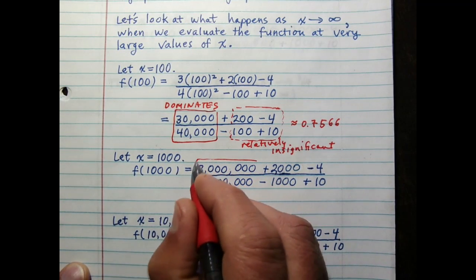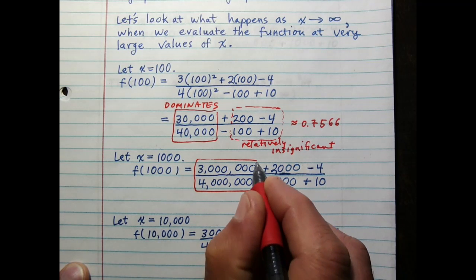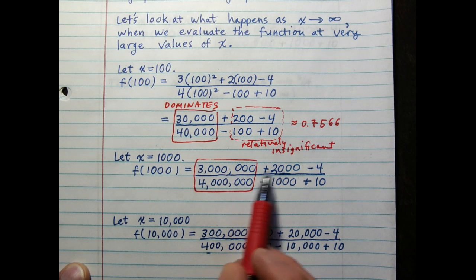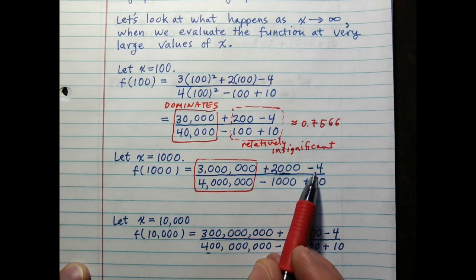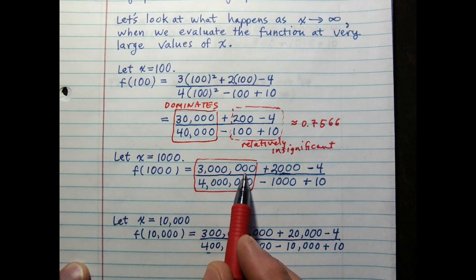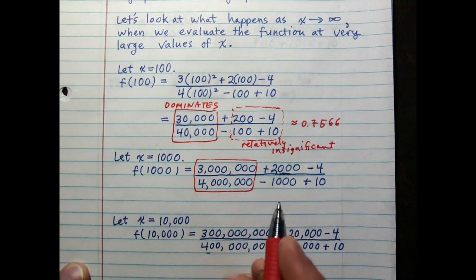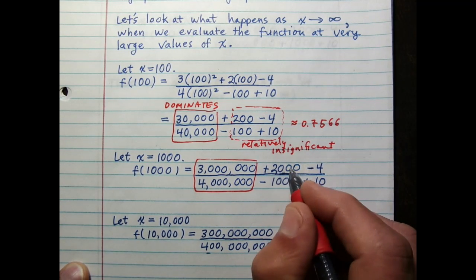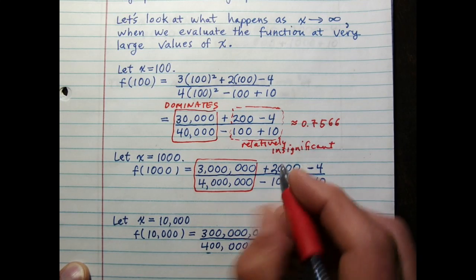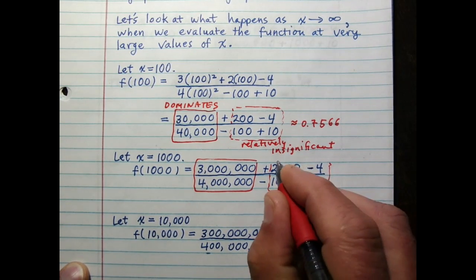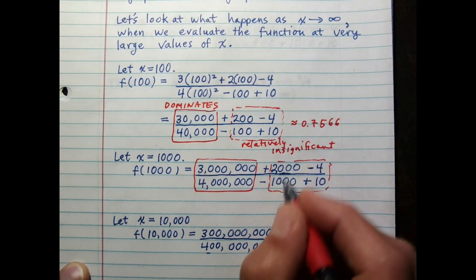If I plug in 1,000, the numerator is 3 million plus 2,000 minus 4. So in terms of dollars, 3 million's a lot of dollars. And it's all relative, right? Because now 2,000 doesn't sound like so much if you're dealing with dollars in the millions. So it's still true, even though some of these terms behind are larger now, the first terms still dominate.